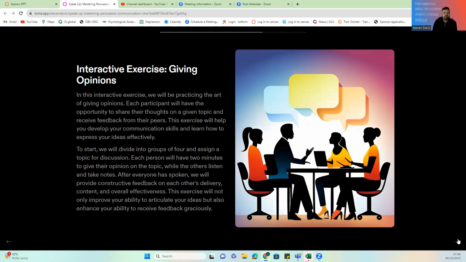To start, we'll divide you into 4 groups, assign each group a discussion topic, and each person will have 2 minutes to give their opinion on the topic, whilst the others listen and take notes. After everyone has spoken, we'll provide constructive feedback on each other's delivery, content, and overall effectiveness. This exercise will not only improve your ability to articulate your ideas, but also enhance your ability to receive feedback graciously. So we'll do that in 5 minutes.